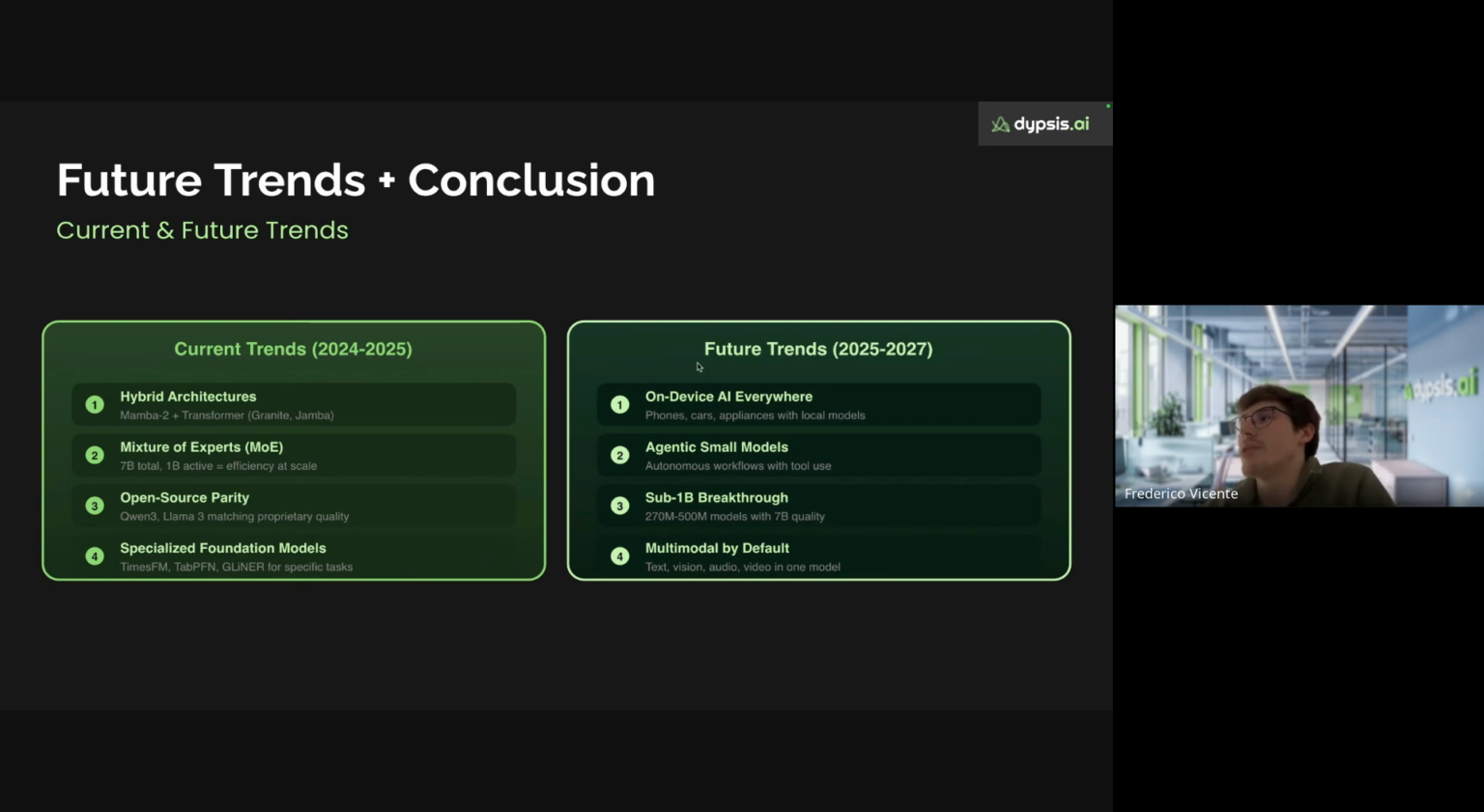What I expect to see in the future, even nowadays, is that local models will start gaining even more importance. They will start getting better, so we will start having more capabilities with smaller models. We will have much more specific models for specific tasks, and yeah, that's what I'm expecting for the future.